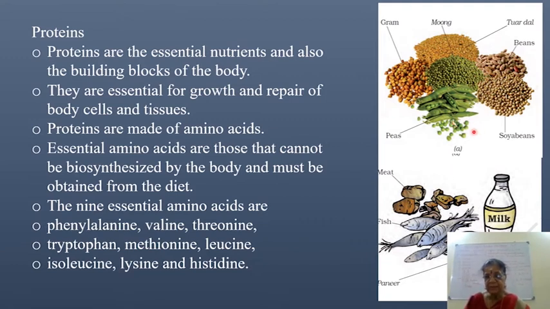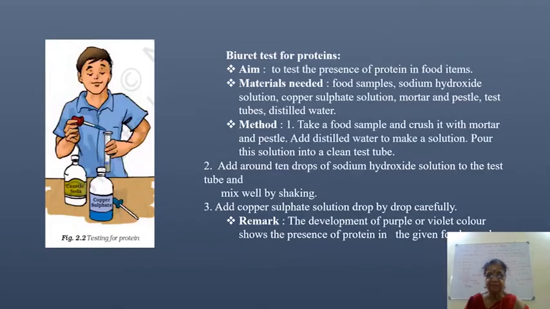From the animals, it is meat, milk, fish, paneer, eggs. Eggs have a lot of protein. So these are all animal sources of protein. What are they? Meat, fish, egg, and dairy products like paneer and milk. They are the sources of protein.